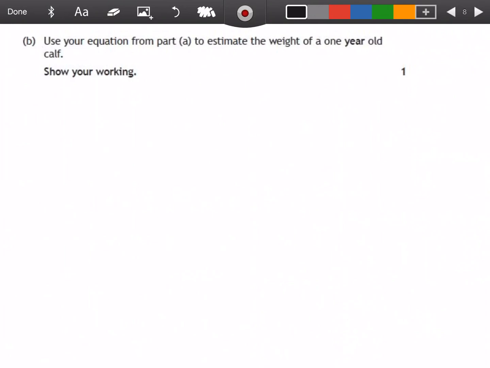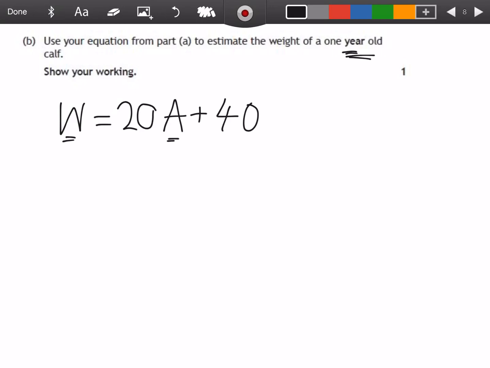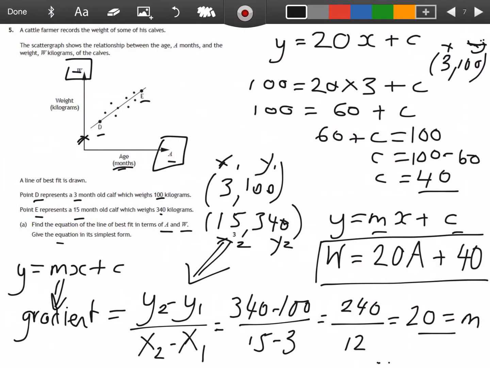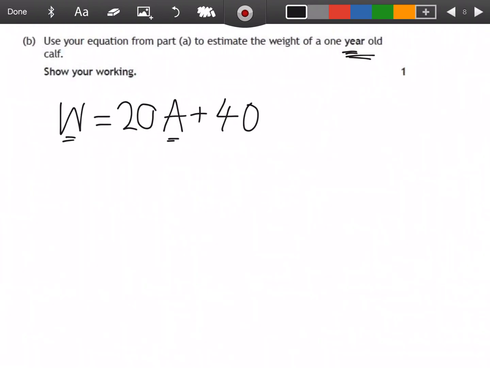Use your equation from part A to find the weight of a 1-year-old calf. Right, let's just check. It was either the W or the A that represented the age. Let's go back and just double check. It said here at the very, very top, the age is represented by the letter A, but it's in months. It was talking about a 3-month and a 15-month-old questions.